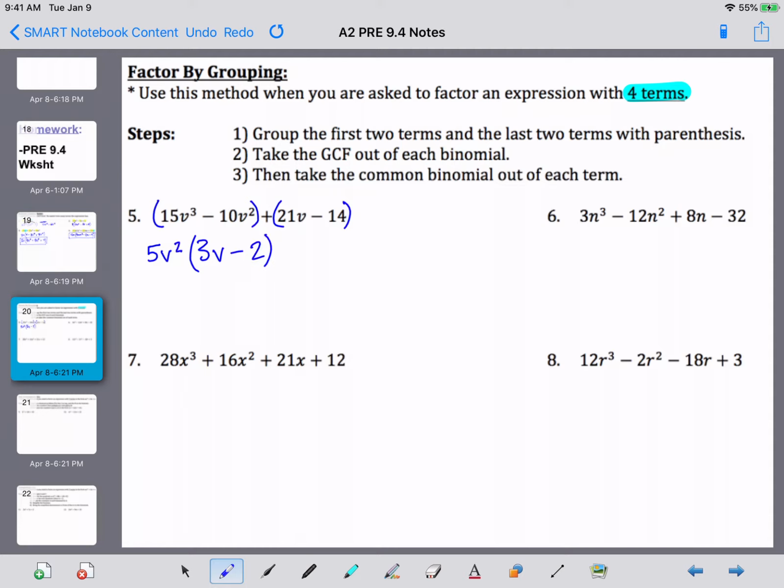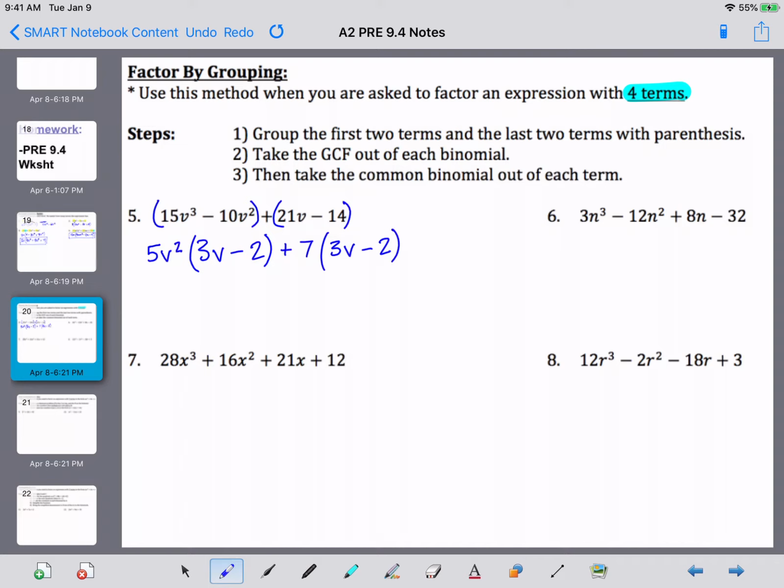All right, and you can always just redistribute that to check if it works. And then in the second group, 21v and 14 are both divisible by 7. I can't take any variables out because the 14 doesn't have a variable. So then I'm left with 3v minus 2.